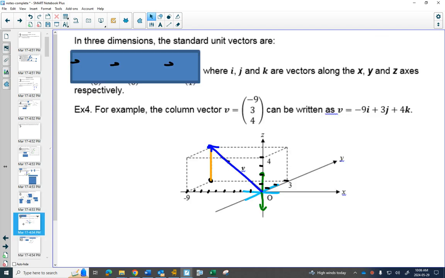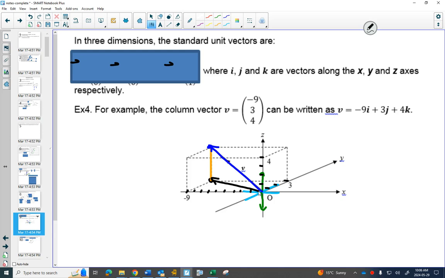Any ideas how to find the length of this one? In 3 dimensions, how long is that blue line? 5. In 2 dimensions, you could do a squared plus b squared equals c squared to get this, right? To get that one? Because that's just 9 this way, 3 that way. That's in 2 dimensions, a right triangle. A squared plus b squared equals c squared.